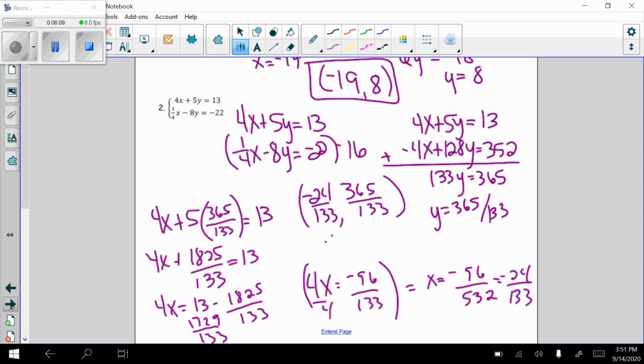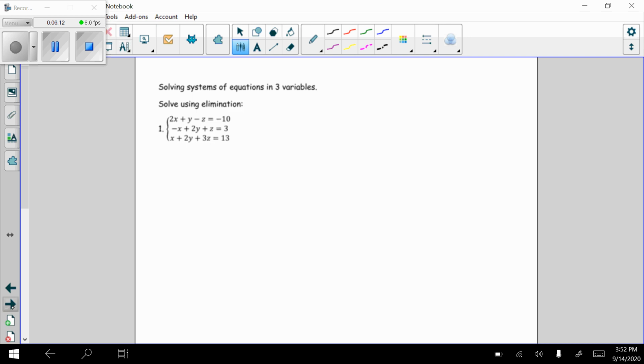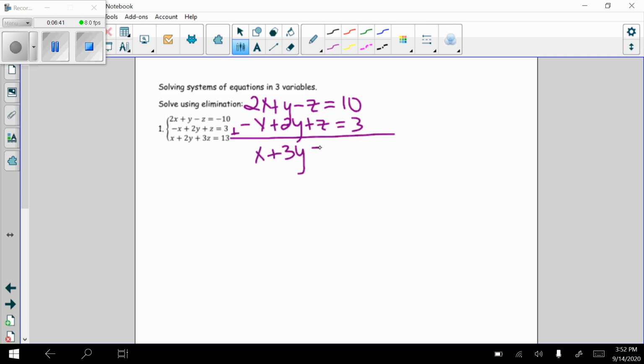Okay, all right, let's look at the back. So here we have 3 variables, x, y, and z. So we want to pick 2 equations, add them together to begin with. So right off the bat, I see the first 2 equations, the z's are opposite. So we're going to do 2x plus y minus z equals 10, negative x plus 2y plus z equals 3. I'm ready to add these 2 together. So I get x plus 3y equals 13. Our z's cancel.